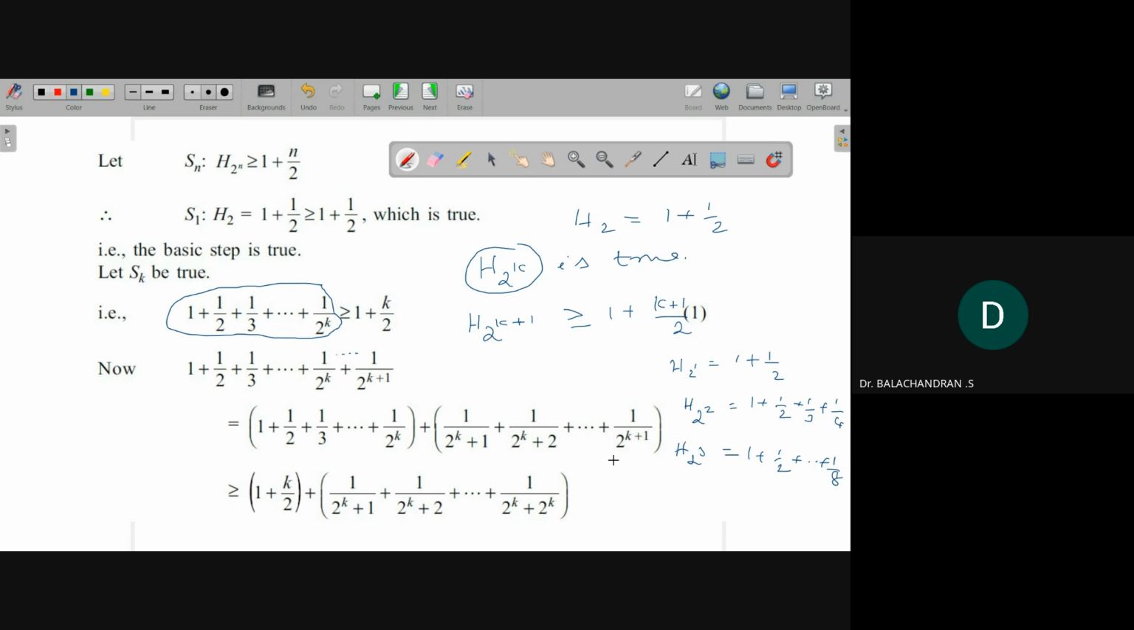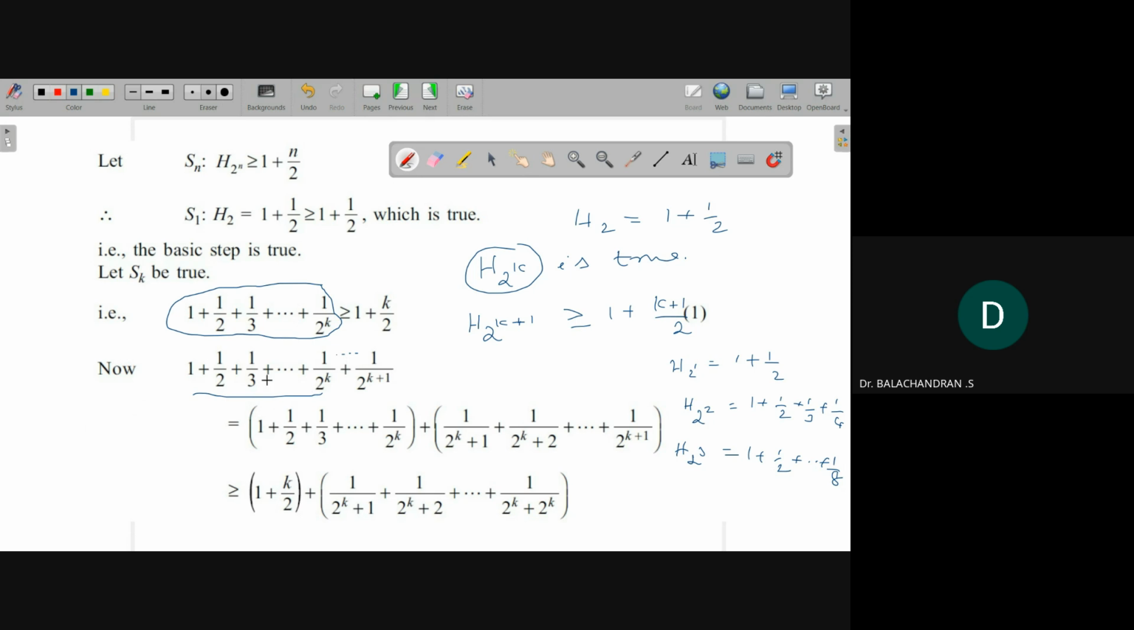Okay? So that's why here you should put what? Dot dot dot. Otherwise it's also not a problem, but in the next step they are writing clearly. So first, these terms, they are right.